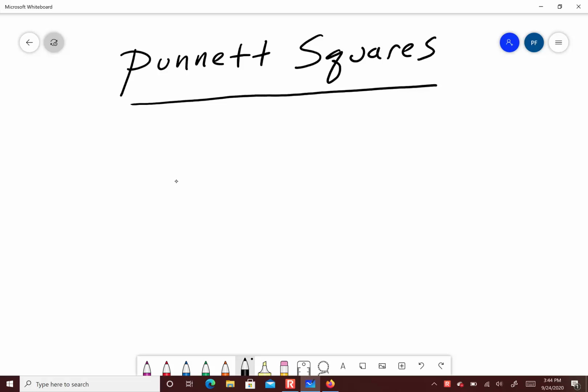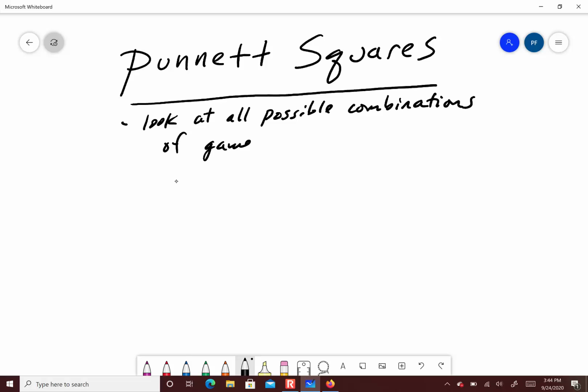All right, so our Punnett squares, we're going to use these in all those problems. And what these Punnett squares are going to do is look at all possible combinations of gamete fertilization.